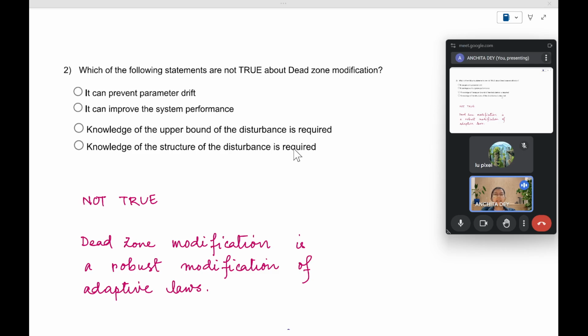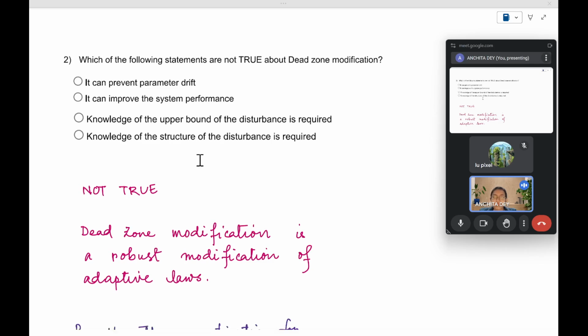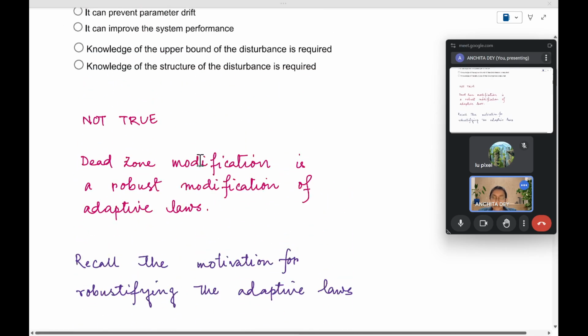The dead zone is basically saying that suppose the uncertainty bound crosses this region, then you will change the adaptive law. And if it is below this region, then you will let the adaptive law be of a different structure. So there is a dead zone, a zone in which the law is not being activated, right? So that means you don't need to know the structure. All you need is the upper bound. So it turns out that three of these statements are true about dead zone modification. So you have to find out which one is not true, right? So I think that's all for this question. I didn't have much to say.